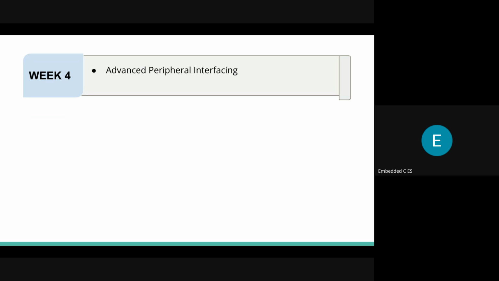Then week 4 will be advanced peripheral interfacing, right? Week 4 is all about advanced peripheral interfacing. We'll explore more sophisticated GPIO features and dive into SPI and I2C communication protocols. You'll learn about pulse width modulation and actuator control using timers for input capturing. Additionally, you'll integrate various sensors, enhancing our system's capabilities to interact with the physical world, right?